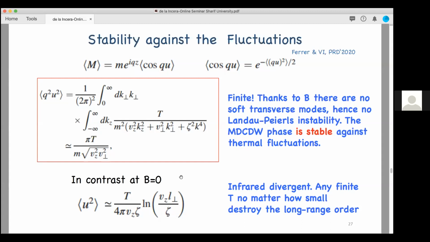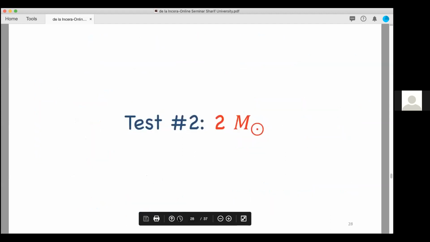Obviously, if you increase the temperature, eventually the temperature will even erase the condensate. The fluctuations can be so large that maybe some of these coefficients will go to 0, and then we're in trouble again. But that's a normal thing. But at least for low temperatures, we are fine because of this feature that I just proved. So that's the first test that I mentioned.